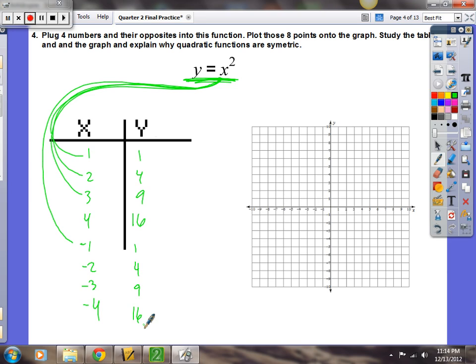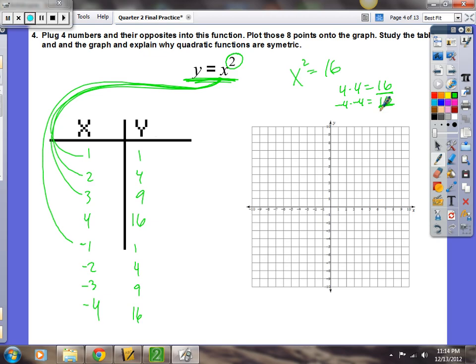Your symmetry comes from the exponent, because what number squared is going to give you 16? Well, there's going to be two answers. 4 times 4 is 16, or a negative 4 times negative 4 is also the same number. So you're plugging in two totally different numbers, but you're getting the same answer. You're getting 16. That is why they're symmetric.